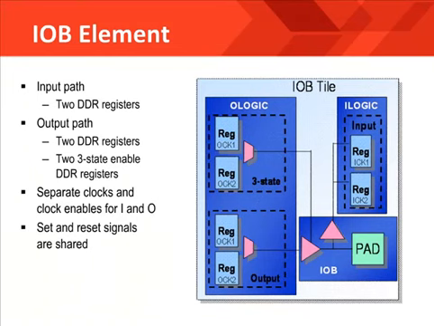Each register supports separate clocks and clock enables for input and output, but the set and reset signals must be shared. To clock the DDR registers, remember that you can use any pair of the PLL outputs that are 180 degrees out of phase, such as clock 90 and clock 270 outputs, likewise the clock 2X and clock 2X phase shift by 180, or even the clock FX and the clock FX phase shift by 180.